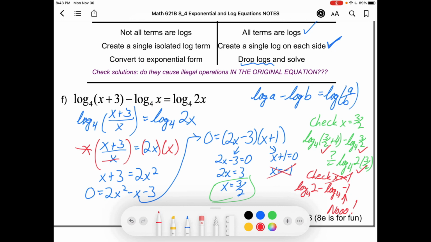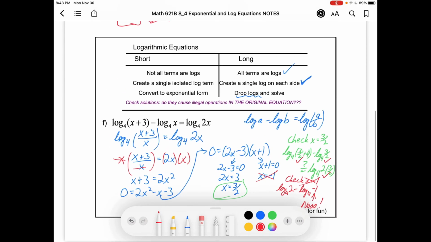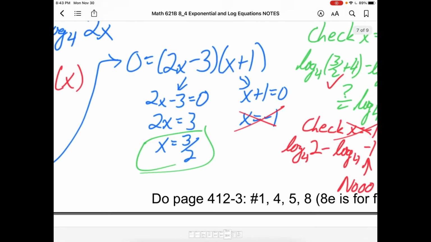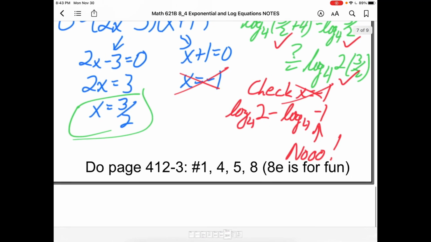So that brings us to the end of the lesson on these logarithmic equations. Again, notice that there are two types. You're asking yourself whether all the terms are logs. If they are, then you've got a long one like we just did here. If they're not all logs, then make a single log on one side and use base. Remember to always check your solutions to make sure you're not being asked to take the log of a negative, which is not okay. As for practice, we're looking at the textbook, page 412 to 413, numbers 1, 4, 5, and 8. And let's say that 8E is for fun.